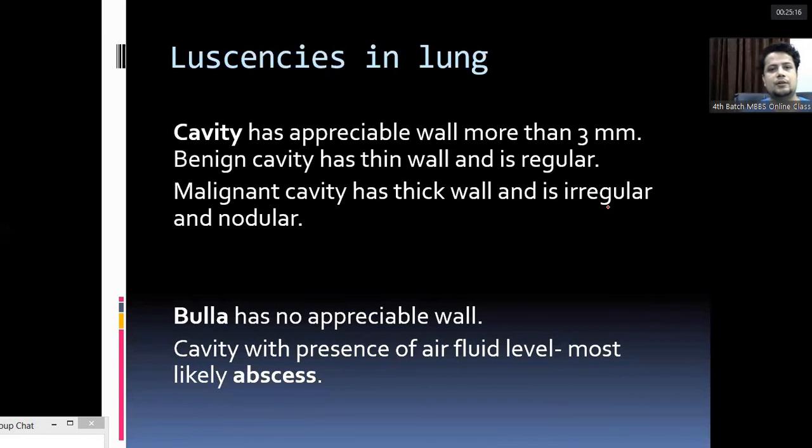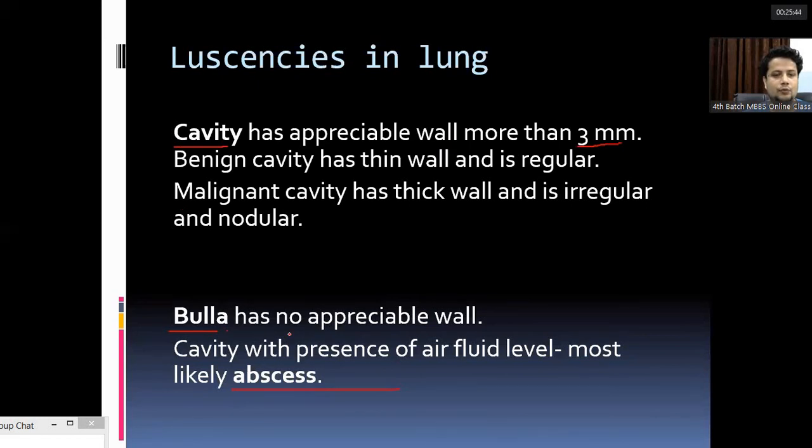Coming to the next thing we can see in the chest X-ray, the lucencies in the lung. There are different types of lucencies. The most important lucencies are the cavity, bulla, and abscess. A cavity has an appreciable wall of more than 3 mm. So 3 is a very important number in radiology. A cavity has a wall thickness of more than 3 mm.